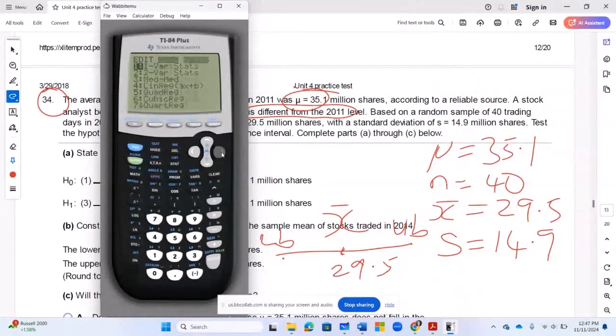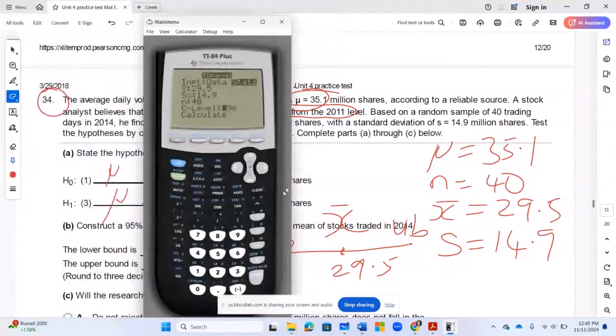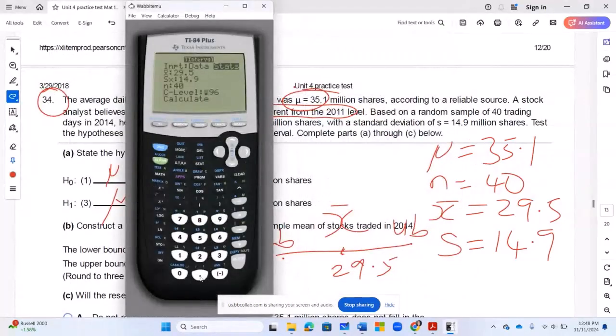Well, let me quickly go and do the t interval and see what happens. If the status quo is contained in the interval, I will accept the claim, otherwise I will reject the claim. So everything I need is still here. I am told to do a 95% confidence interval, so that is 0.95. And then I'm going to calculate.